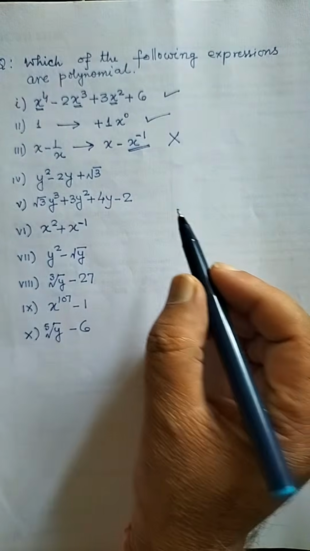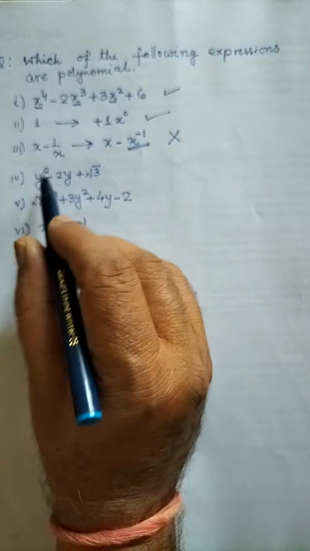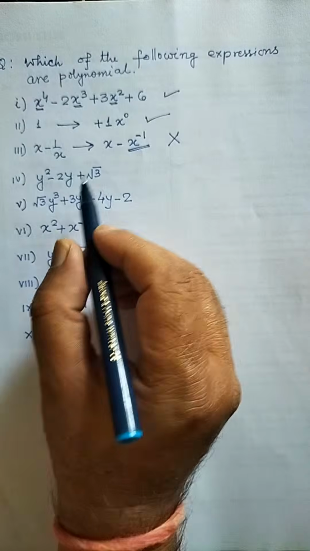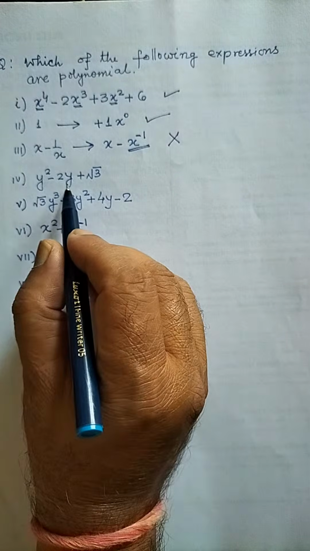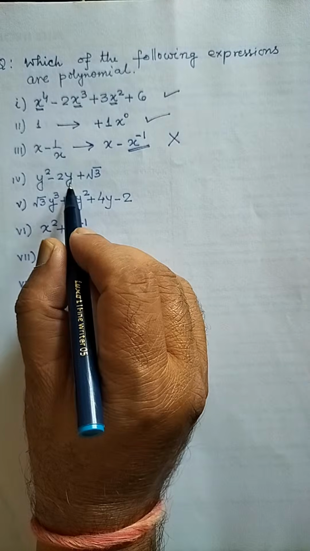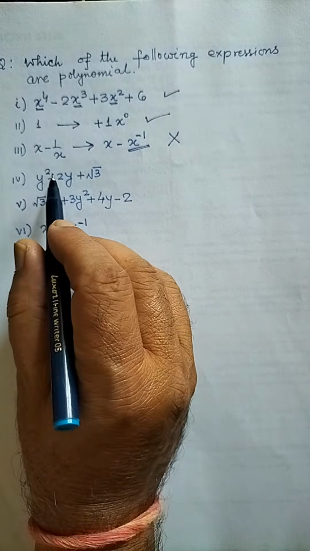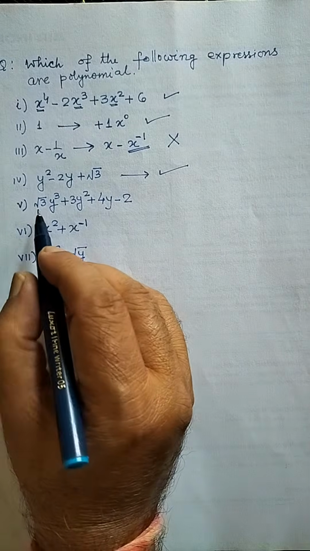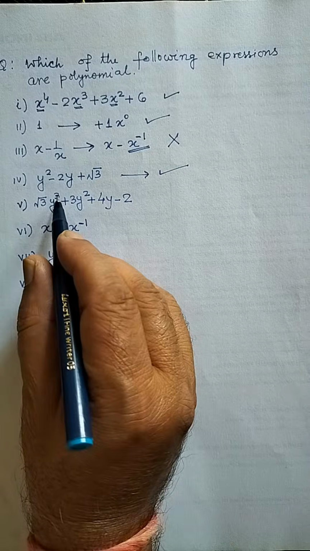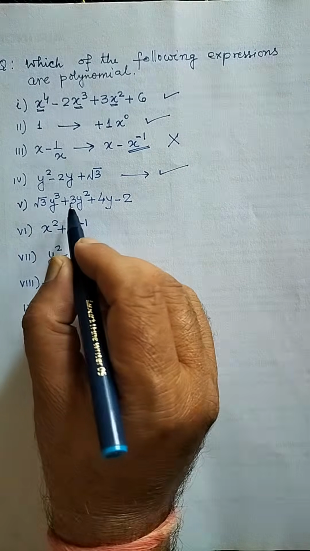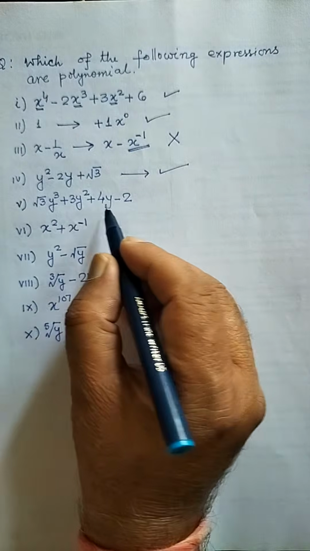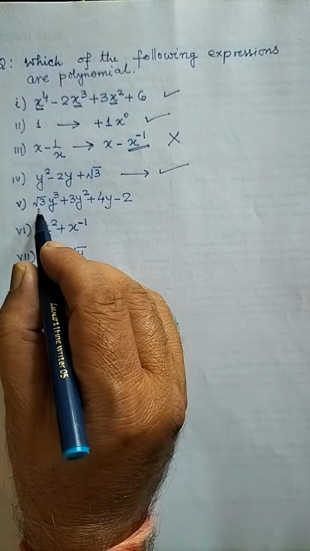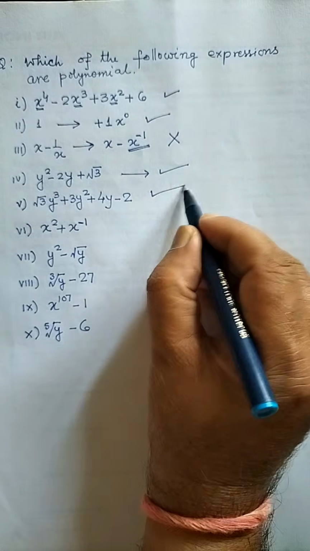Fine. Now let us see the next one. It is y square minus 2y plus root 3. This is a constant term and variables are y square and y. None of them are having any negative or fractional power. So this is very much a polynomial. What about this? Root 3 y cube. The variable is having power 3 and in this term variable is having power 2 and here variable is having power 1. So there is no negative power or fractional power. So this is also a polynomial.